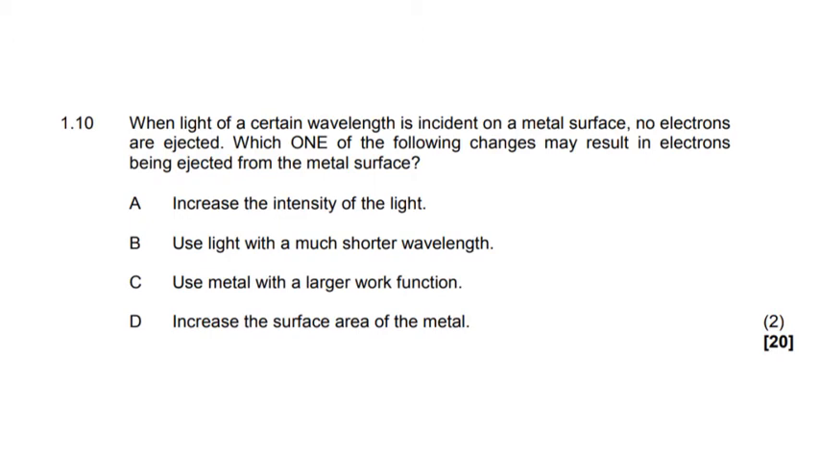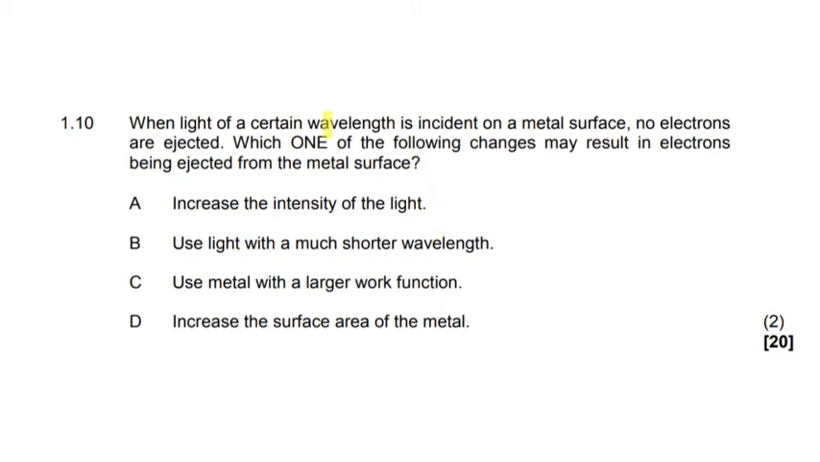So now let's look at November 2015, right? In November 2015, they said, when light of a certain wavelength is incident on the metal surface, no electrons are ejected. Now, which one of the following changes may result in electrons being ejected from the metal surface? These types of questions get very tricky, so don't even look at the options yet. Start looking for the keywords in the statements.